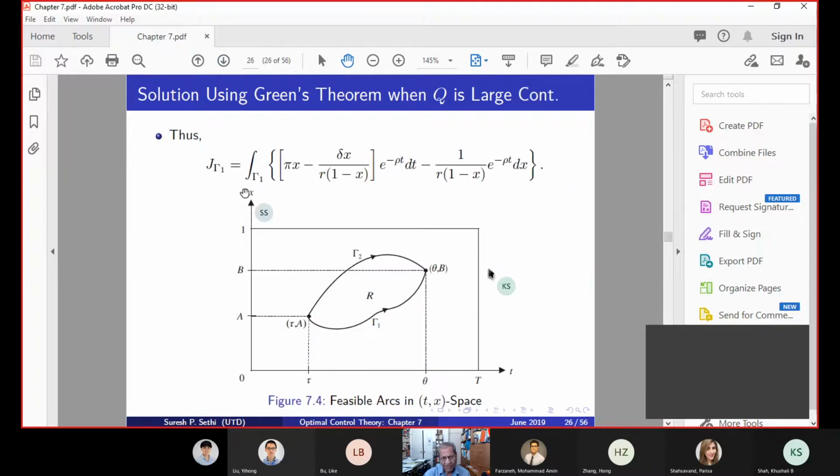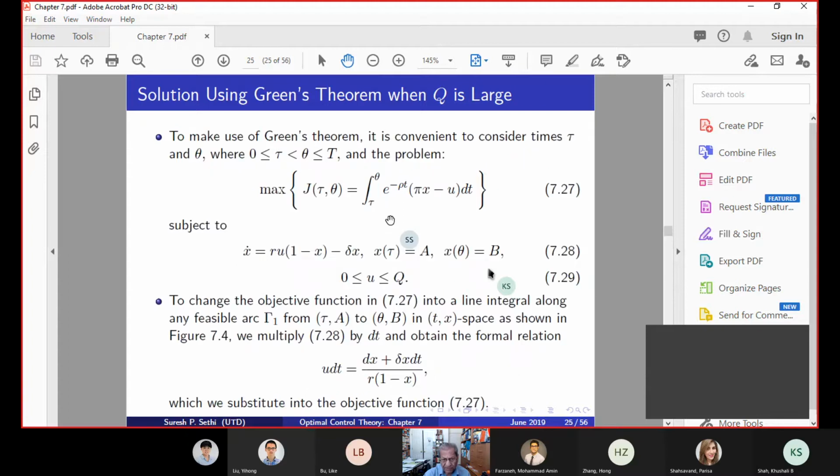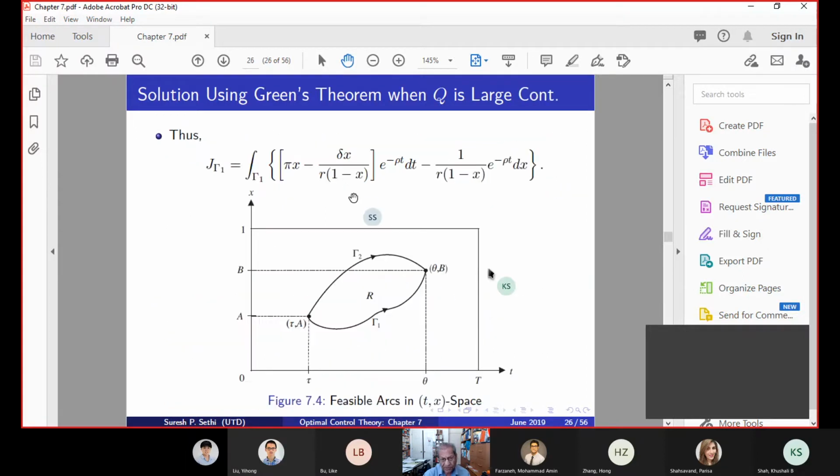So now we have a line integral along gamma 1. This is our gamma 1. Let's say a curve along gamma 1, and we want to integrate along gamma 1. But this has been converted, by substituting this, into a line integral. And now you know what a line integral is. You have something dt minus something dx. That integral is called a line integral.